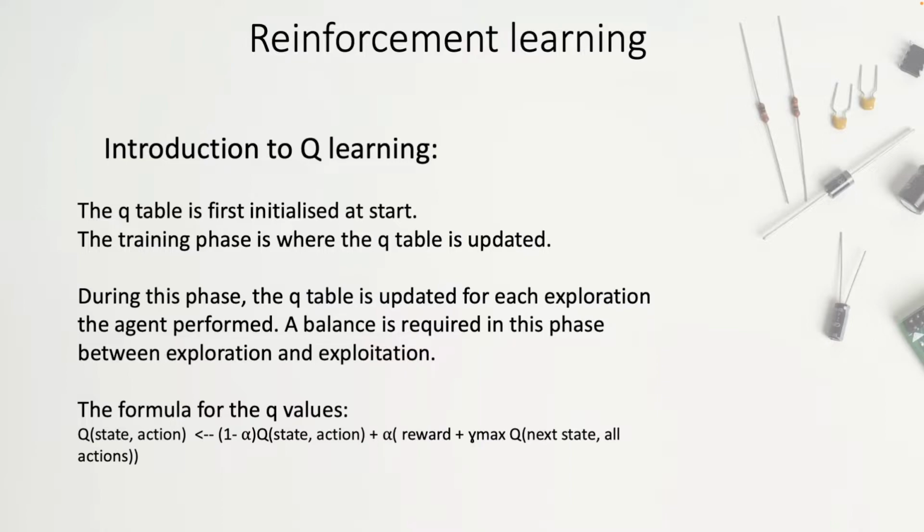So the formula below is for the Q values. So for each state, the action in the state, the columns, are updated according to this equation.